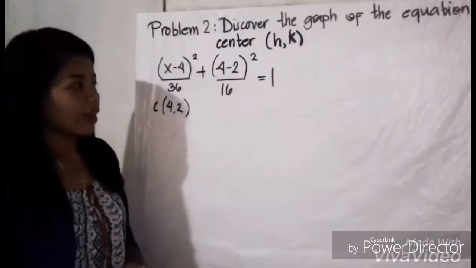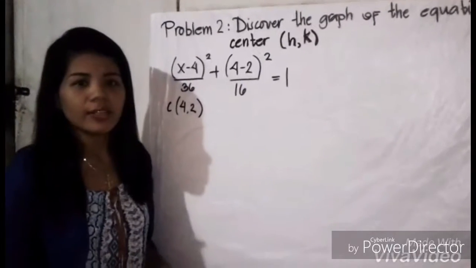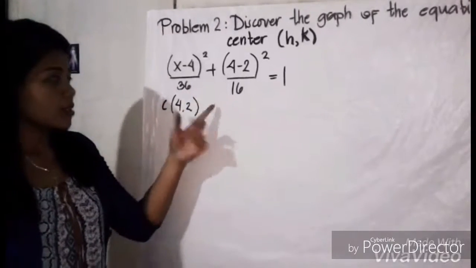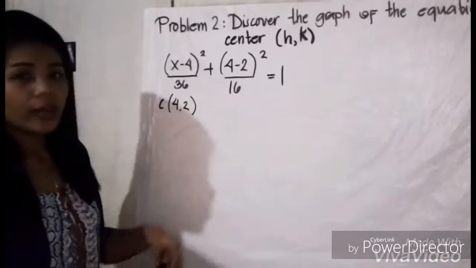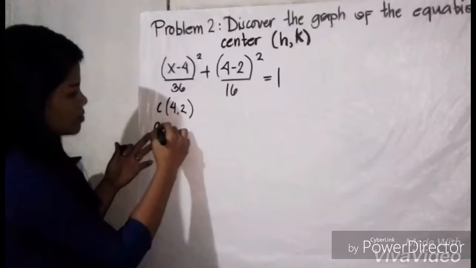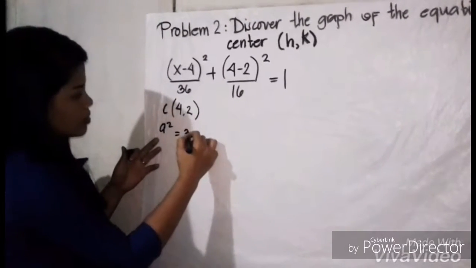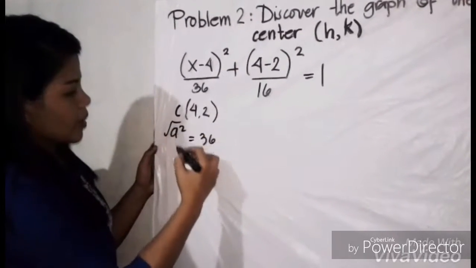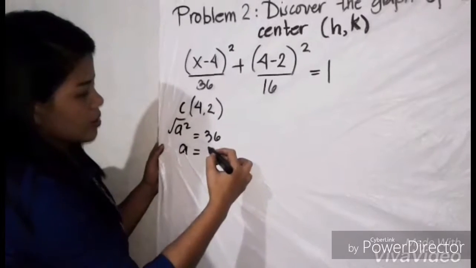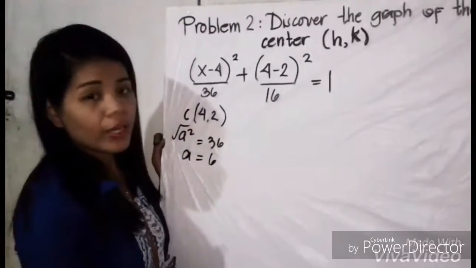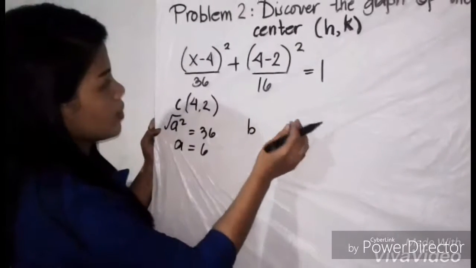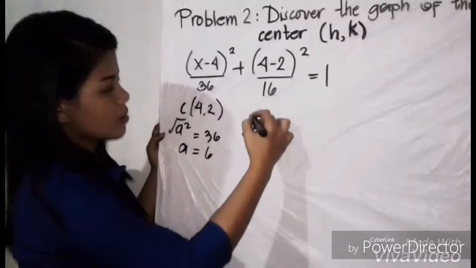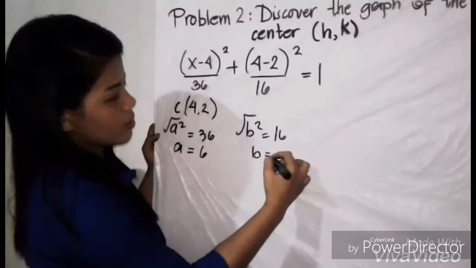So let us find the value of a, and take note that a is always greater than b. In this equation, the greater number is 36, so a squared equals 36. Taking the square root, we have a equals 6. Now let us proceed to the value of b. Our b squared here is 16, and taking the square root, we have b equals 4.